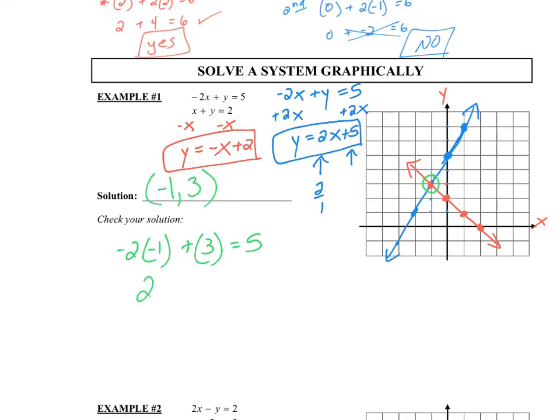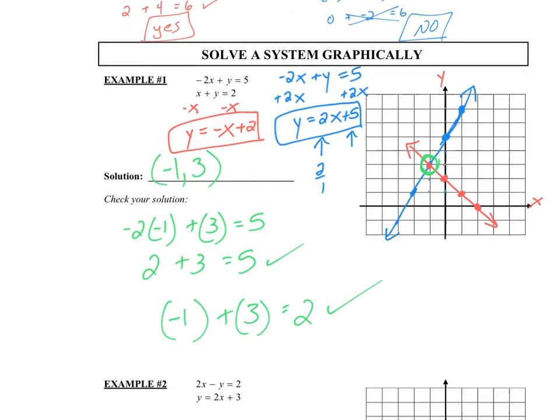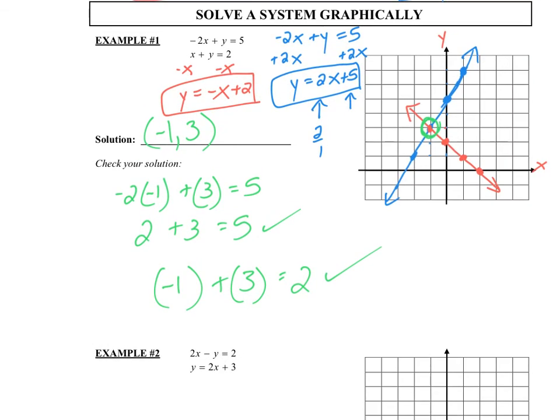So we would get 2 plus 3 equals 5. Yes. Take the bottom equation, plug it in. -1 plus 3. Does that equal 2? Yes. So this ordered pair where they cross, that ordered pair is a solution to all the equations because it's where all the lines cross. And that's one way to solve it, like instead of trying to guess and check, that would take forever.